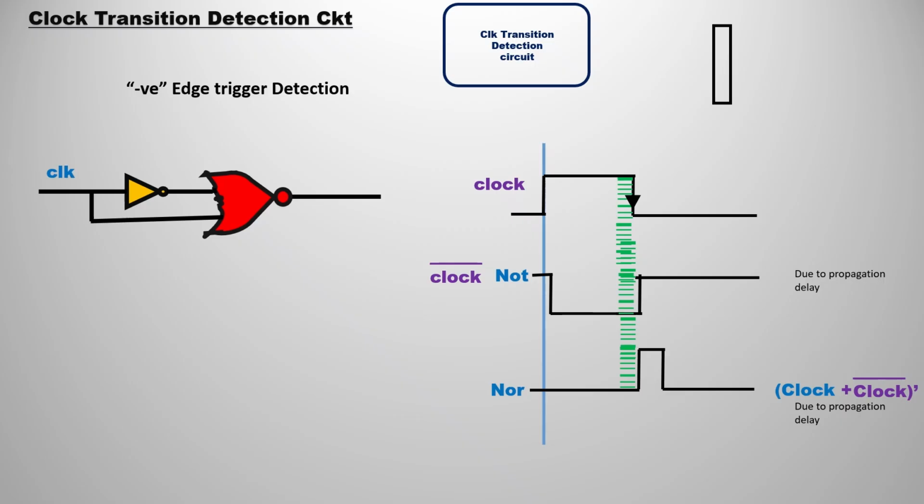That would be clock plus clock bar, whole bar. That output you can see there. The gap you can see right there is the thing we are able to see. The clock's negative edge can be detected with this small circuit.